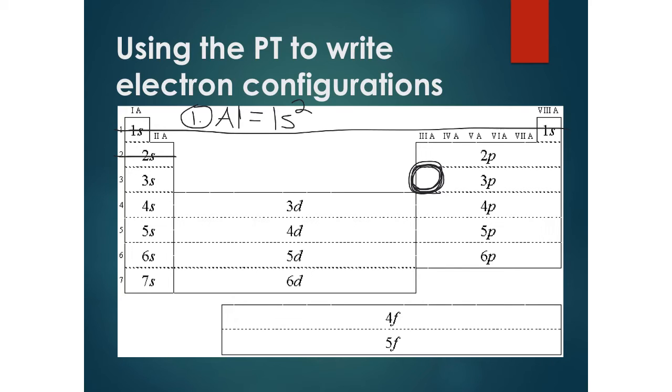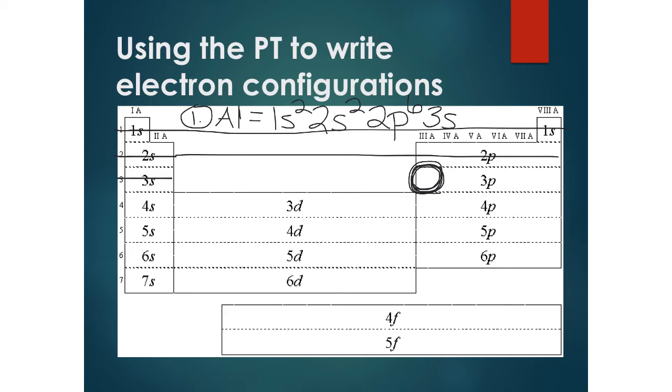Our next thing that comes up is 2s. Since it's an S, we can put in 2. Then we hit the 2p, and P can hold 6. So that takes us up through neon. So we've placed 10 electrons. We still have 3 more to go. So then we keep going.